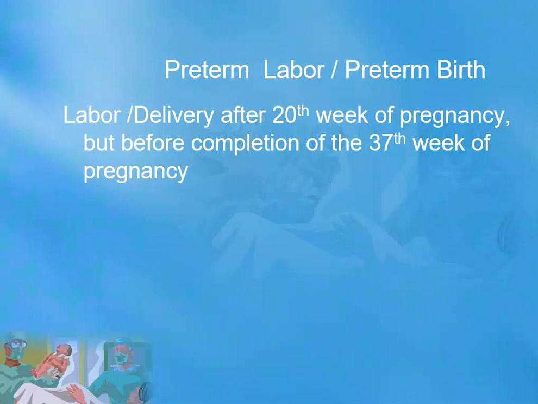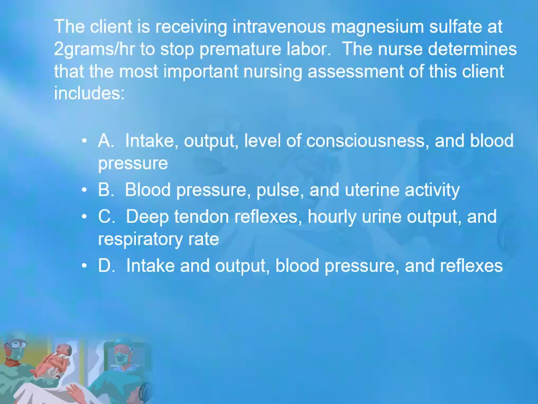So when we're assessing the patient on magnesium, this is where this question will come in. The client's receiving IV magnesium sulfate 2 grams an hour to stop premature labor. The nurse determines that the most important nursing assessment of this client includes what? I&O, level of consciousness, and blood pressure; pulse, uterine activity, deep tendon reflexes; hourly urine output, and respiratory rate; I&O, blood pressure, and reflexes.